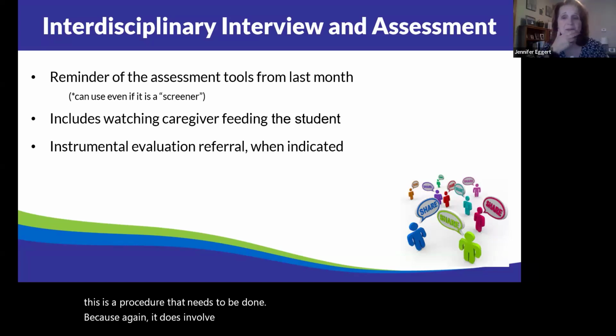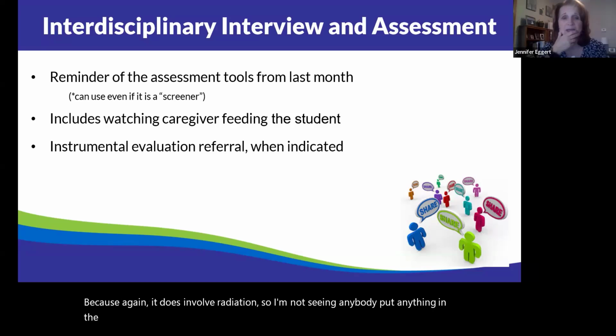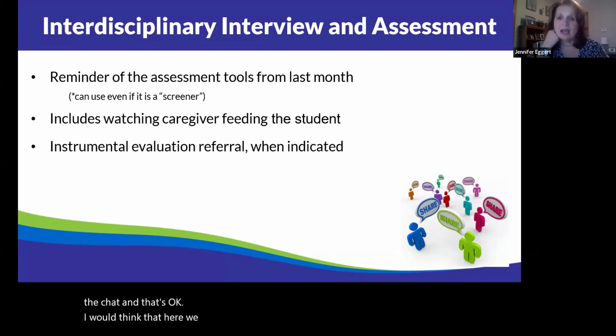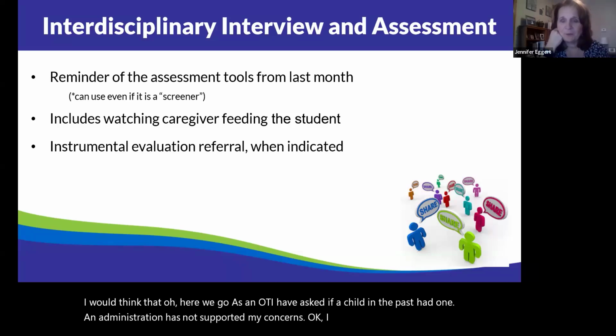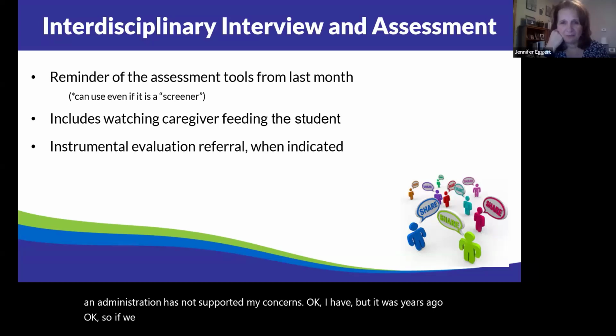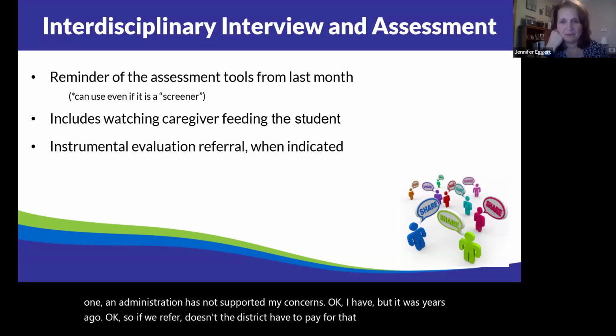So I'm not seeing anybody put anything in the chat, and that's okay. I would think that, oh, here we go. As an OT, I have asked if a child in the past had had one, and administration has not supported my concerns. Okay. I have, but it was years ago. Okay. So if we refer, doesn't the district have to pay for that? Yeah, Dawn, I'm going to let you hop in on that one.